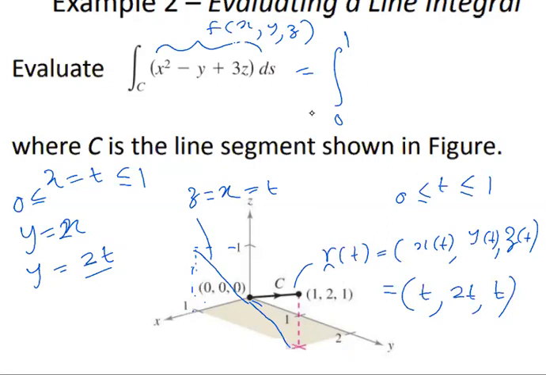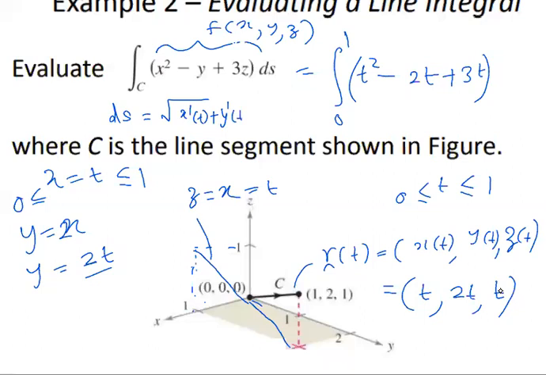So write your f in terms of t. We know x is equal to t, so x squared is t squared, minus y, which is 2t, and z is t. Express your function in terms of t. We have 3t, and we know the conversion for ds, remember this convention, times dt.